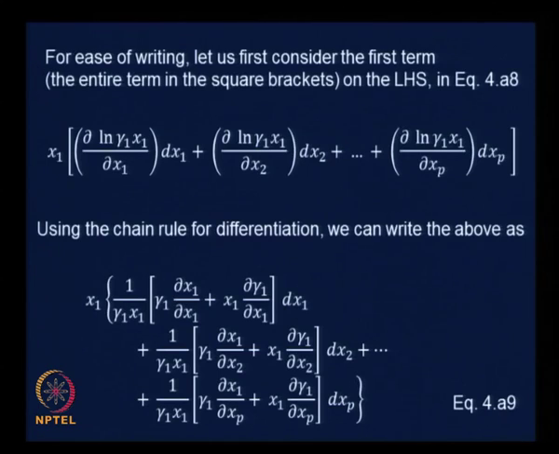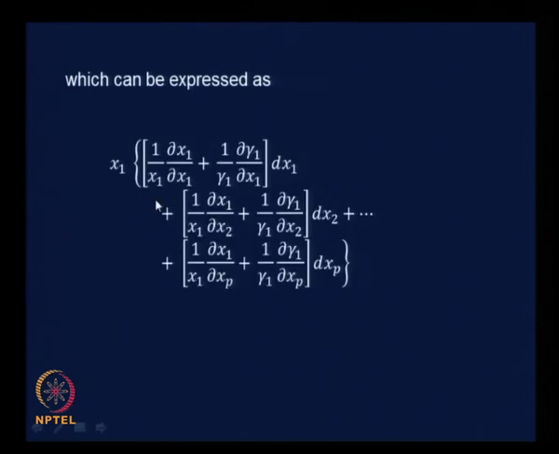Okay. Again, if you had gone all the way, you would have gotten a very small, compact term left. Let us see how we get to that. This of course was equation 4.A9, our numbering scheme, which can be expressed as follows. You take that gamma 1 x1 inside, and you will get x1 into 1 by x1 dou x1 dou x1 dx1 plus 1 by gamma 1 dou gamma 1 dou x1 dx1. This is the first term inside the brackets, plus again there is a gamma 1 x1 in the denominator there earlier. If you take that inside, you will have 1 by x1 dou x1 dou x2 plus 1 by gamma 1 dou gamma 1 dou x2 dx2, and so on till you reach 1 by x1 dou x1 dou xp dxp plus 1 by gamma 1 dou gamma 1 dou xp dxp.